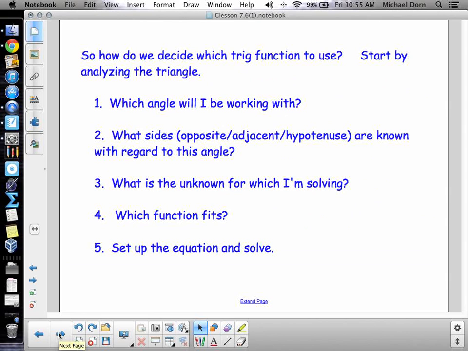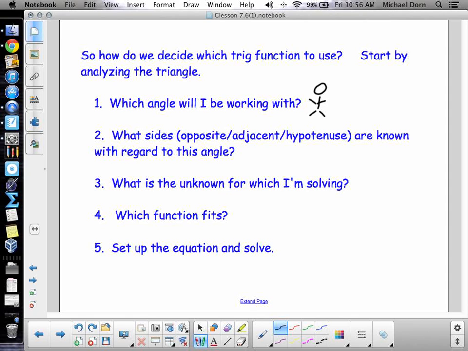How do we decide which trig function to use? Okay, start by analyzing the triangle. Which angle am I working with? Draw your little stick figure once you decide. And I do recommend drawing your little stick person so you know exactly where your point of view is, so you know exactly what's opposite, what's adjacent, what's hypotenuse. It helps focus you in on the triangle. And that means you may have to copy a picture of the triangle into your notebook. It's okay.